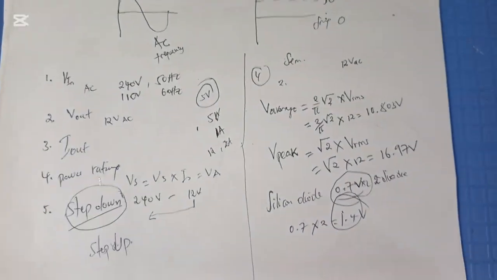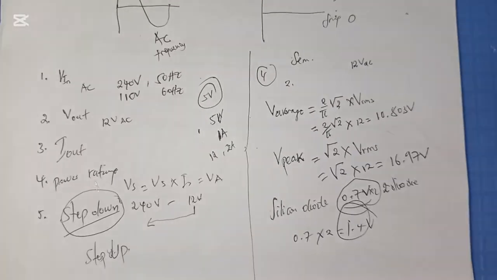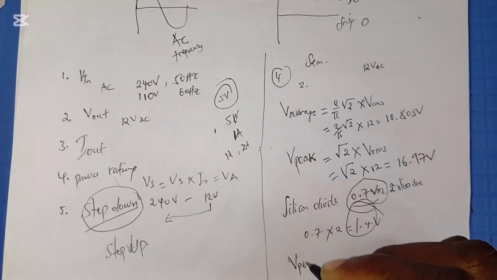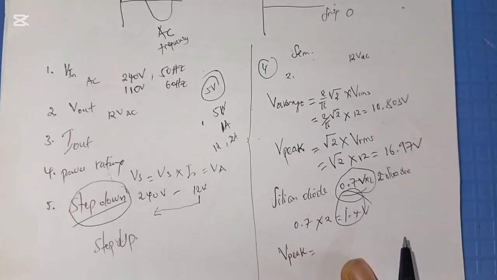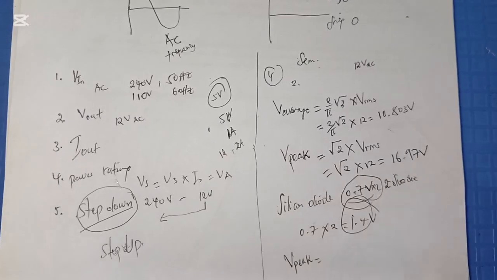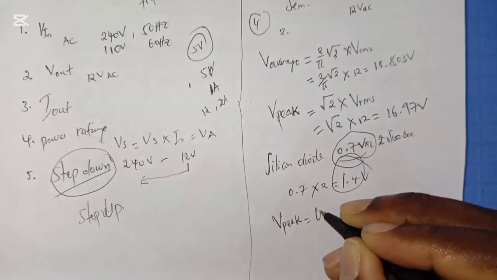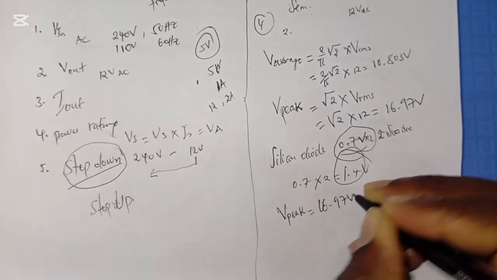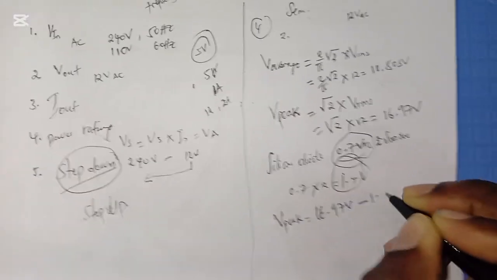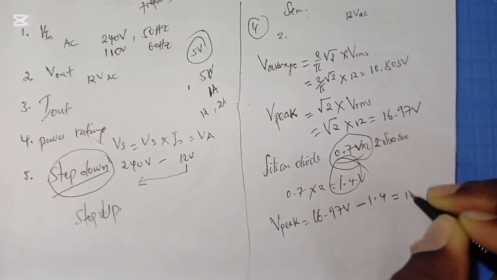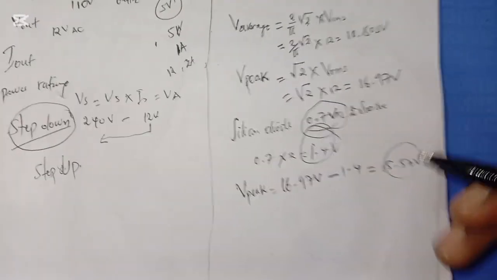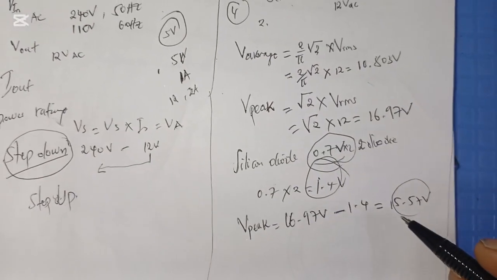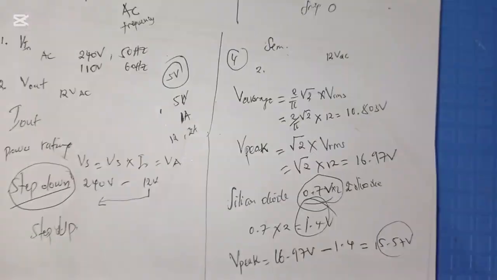Okay, guys. Then let's see the peak voltage when we consider the voltage drop after rectification. This will be equal to 16.97 minus 1.4, so 15.57 volts. So this is the actual voltage you will get at the output after rectification by considering the voltage drop.